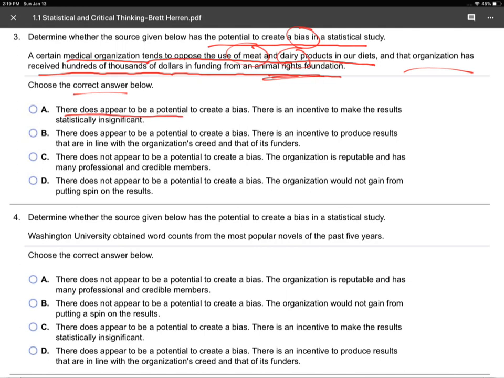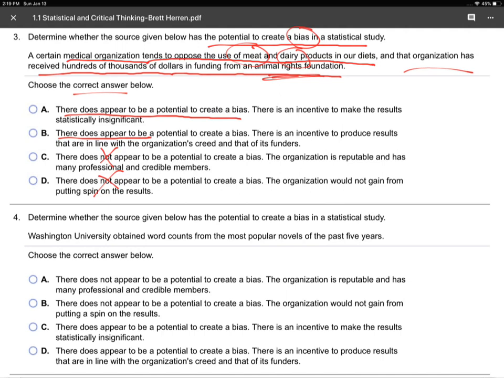So let's see, choose the correct answer. There does appear to be a potential. The first two both say there does appear. This one says not, so C and D are out. C and D both have a not in them: there does not appear. Those are out. It's not C and D.